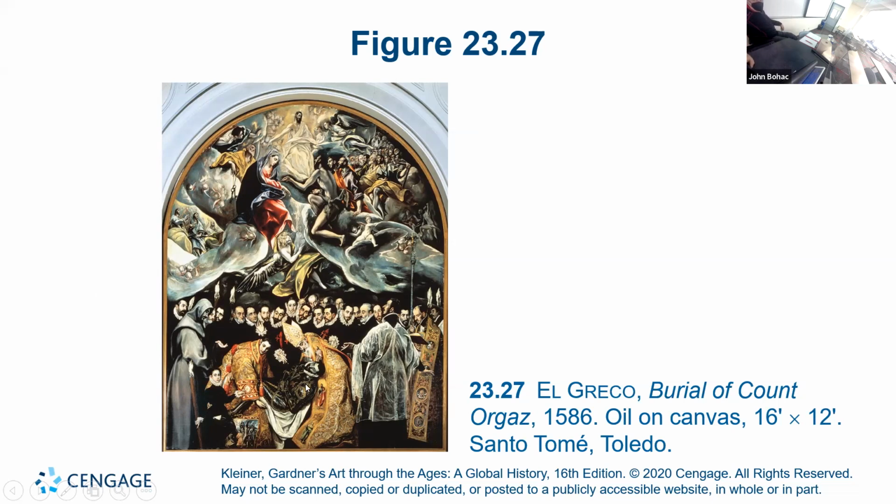And so what you have here is the Count, and he's died, and we have the attending priest and the monk. And then we have all of these people, mourners and friends. And you see they're all dressed in Baroque era, early 17th century clothing, especially with the ruffled collars that were so fashionable at the time.